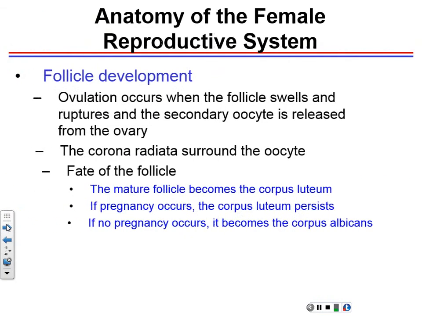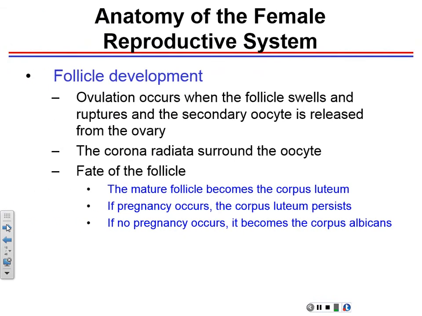Okay, so follicle development. As the egg cell is dividing up, so the follicle is dividing up. And remember those cells that are surrounding the egg cell, right there. That's what's called the corona radiata because it looks like a crown. Okay. And this is what is ovulated, and it's now a secondary oocyte in metaphase 2. Okay?